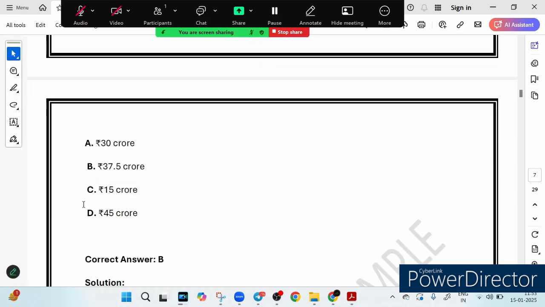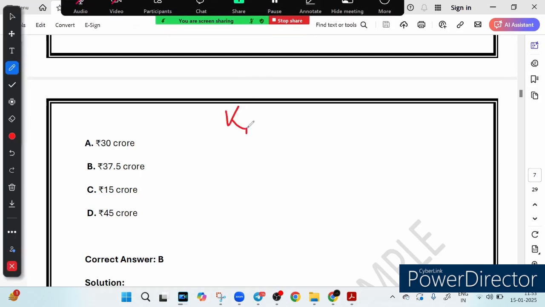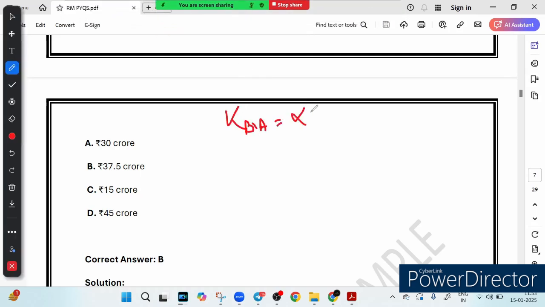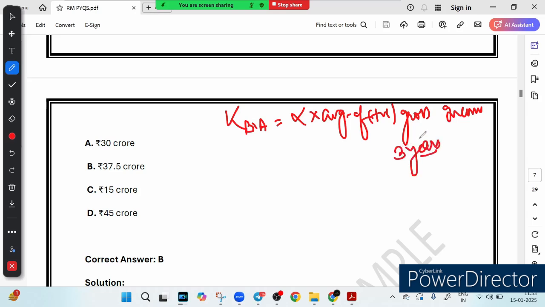So friends, what is the formula for the basic indicator approach? You know the formula. KBIA is equal to alpha times the average of positive gross income for the last 3 years. Right? Now here alpha is given as 0.15. So let's solve it step by step.